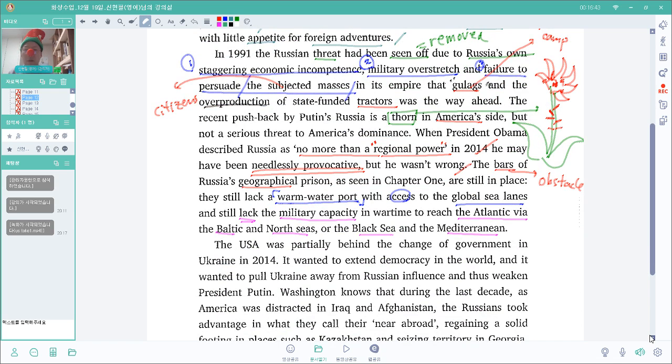So the USA was partially behind the change of government in Ukraine in 2014. In 2014, Russia tried to pull the Ukraine government toward the Russian side, but behind the scenes, the USA interfered. They interfered with the Russian operation of pulling Ukraine to the Russian side, and it wanted to extend democracy in the world, and it wanted to pull Ukraine away from Russian influence and thus weaken President Putin.